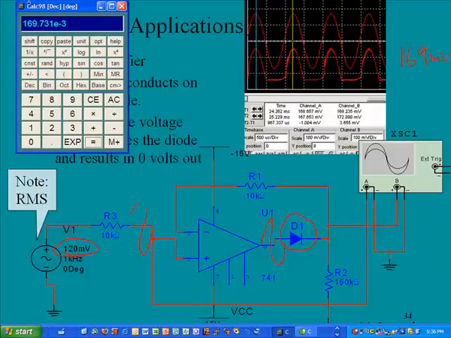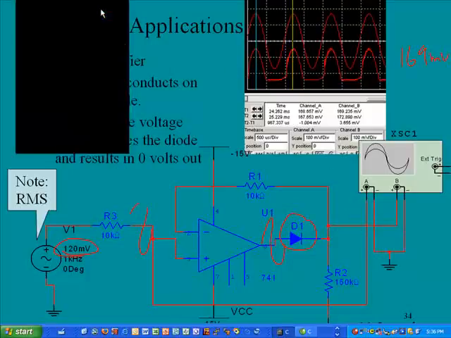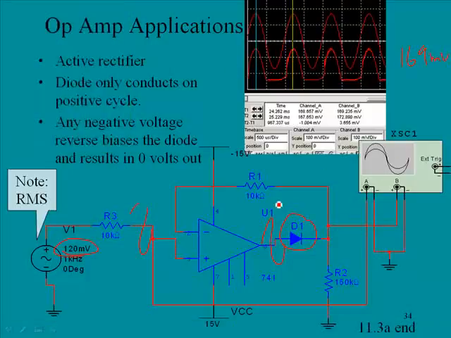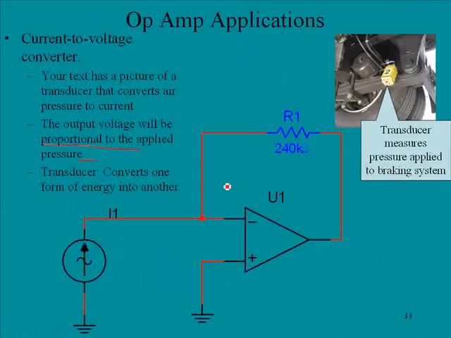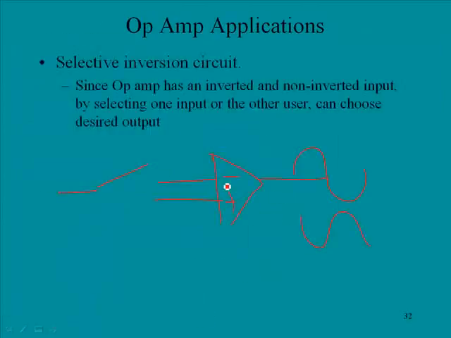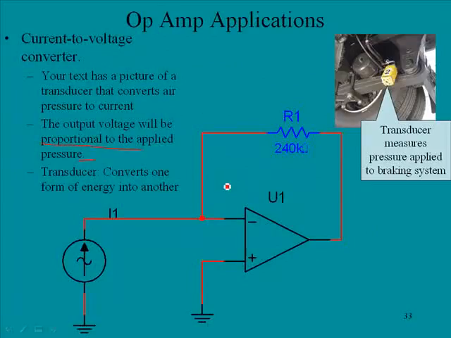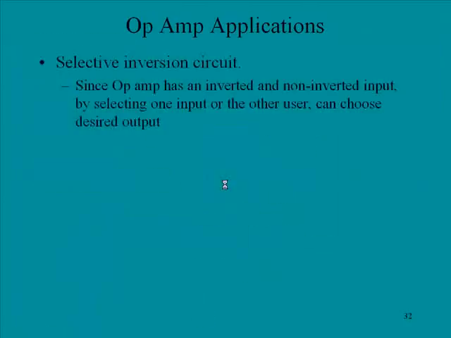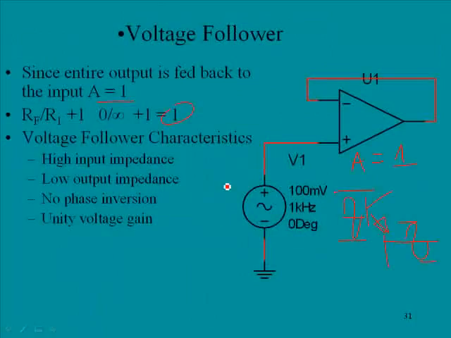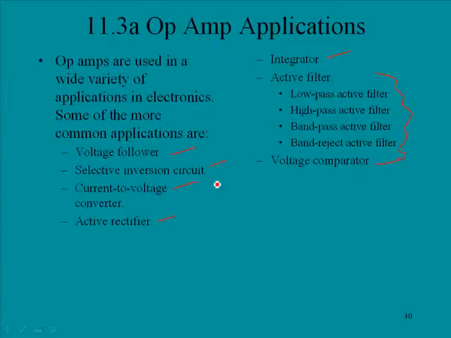And that is going to conclude this particular session. We've looked at just a few of the applications. We've looked at the active rectifier, the current to voltage converter, commonly used with transducers, the selective inversion circuit, and the voltage follower. And we're going to look at more of these in the next sections.